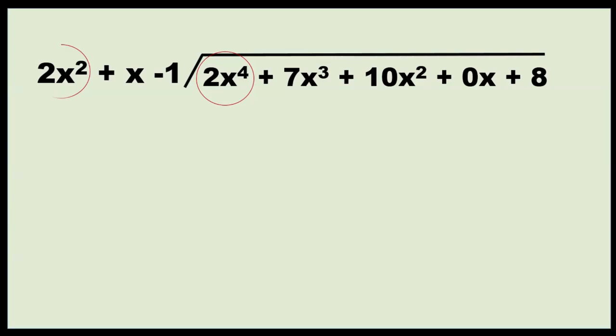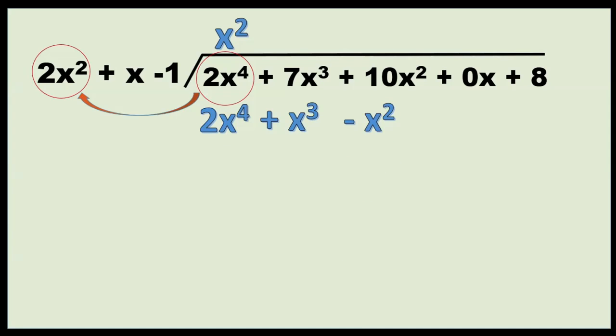2x raised to 4 divided by 2x squared is x squared. So 2 divided by 2 is 1. Then we subtract their exponent. 4 minus 2 is 2. So therefore we have x squared. Then we multiply x squared times 2x squared equals 2x raised to 4. And then x squared times x is x cubed. Next, x squared times negative 1 is negative x squared.